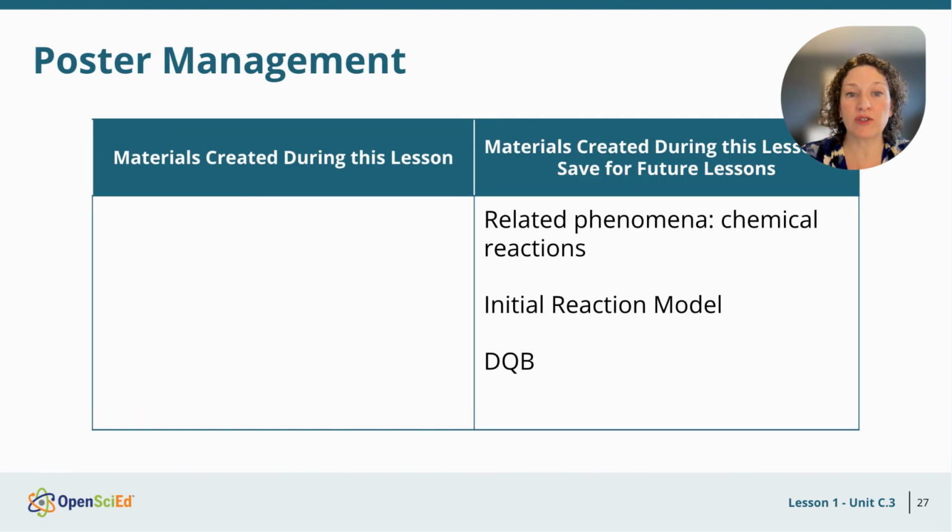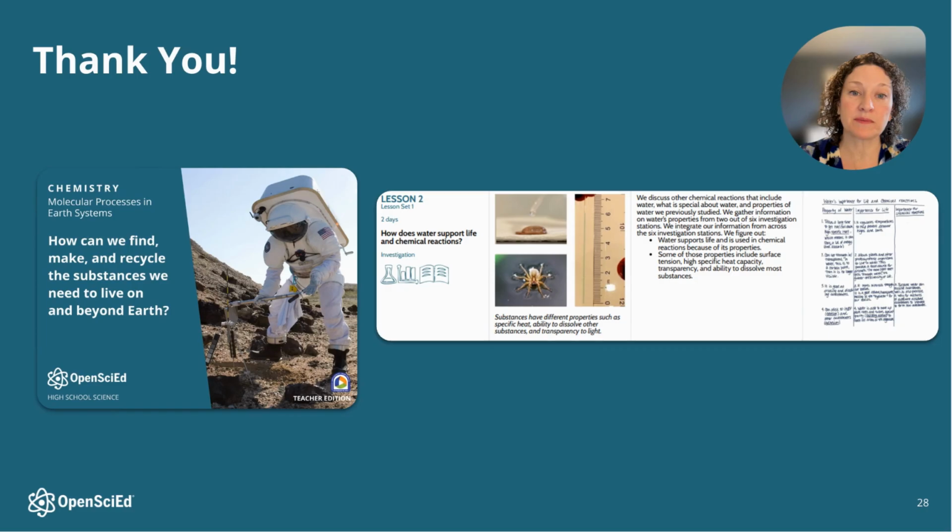For poster management, since this is the beginning of a new unit, you'll be making 3 charts that you'll need to save for use in the next lessons. First, the related phenomena chemical reactions poster, the class consensus initial reaction model, and the driving question board with the 2 different colored stickies. Remember to look at the teacher's guide for examples. You'll want to save all 3 of these for future use.